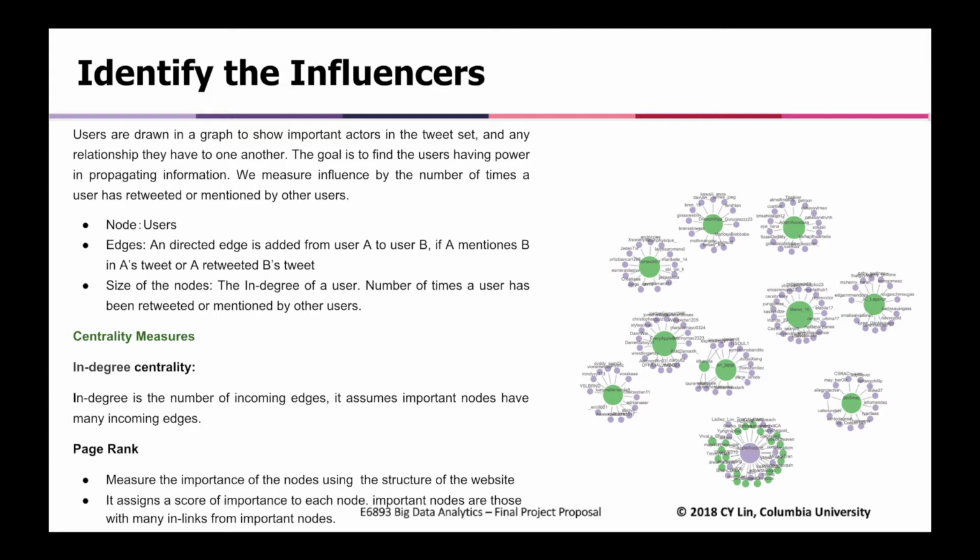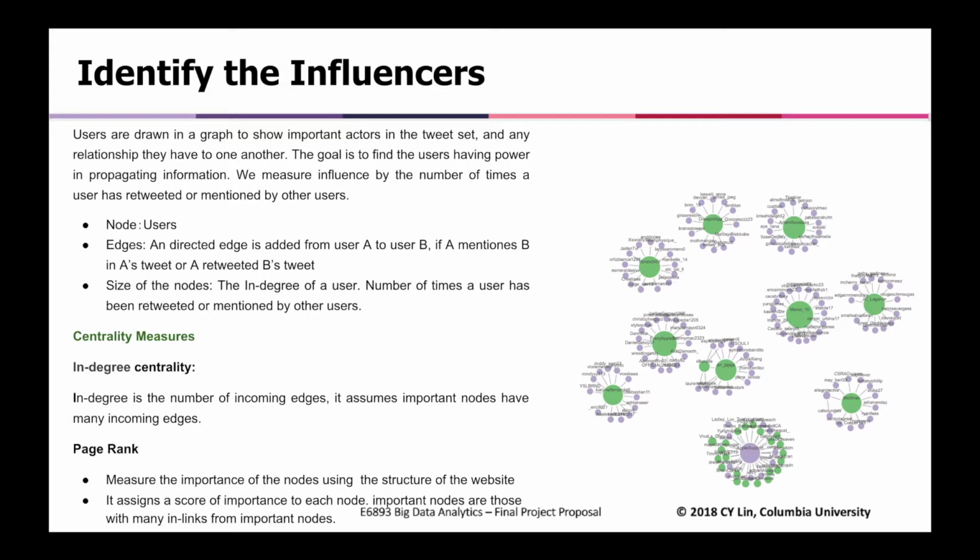The graphical network we get is on the right. The node represents users, and a directed edge is added from user A to user B if user A mentions user B or user A retweeted user B's tweet. The size of a node is proportional to the in-degree of a user, which is the number of times a user has been retweeted or mentioned by other users.